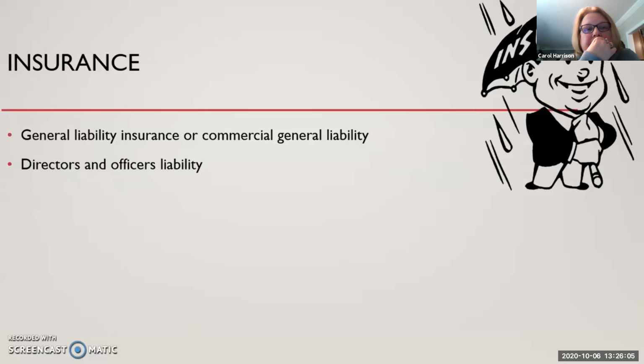So there are 2 different types of insurance that I think you should take a look at. One is called general liability insurance or commercial general liability. The other is directors and officers liability. The general liability insurance policy covers typical things like bodily injury, property damage that occurs on your property or happens as a result of the operations of your organization. This policy will cover someone else's property also if there's damage to the site because of your nonprofit.